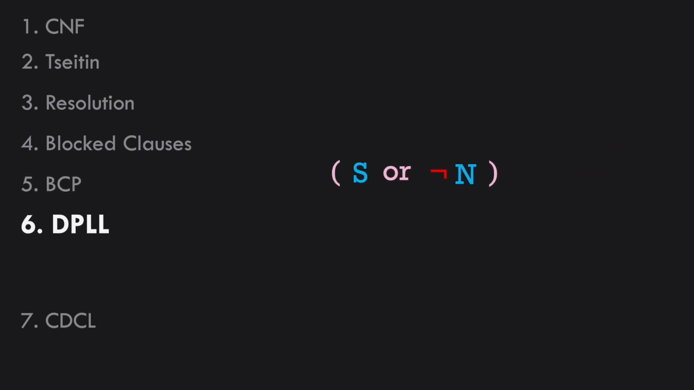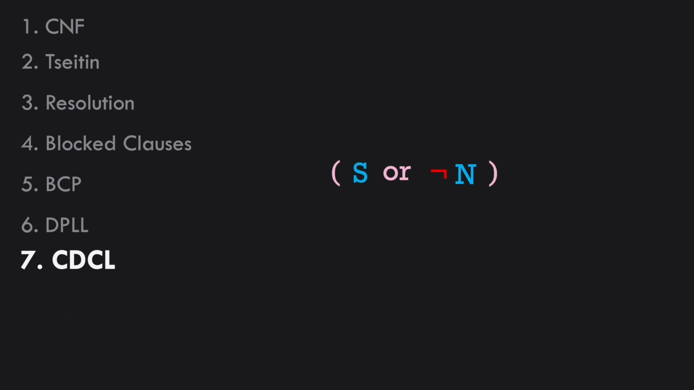Next is DPLL. So if we have here S or not N, like we had before, and we do not know what to do, basically what happens is we pick a random literal and then we set it to true and just try to play it out, see what would happen. And if that fails, we then just set it to false instead and play it out and see what happens. And then we continue to the next variable.